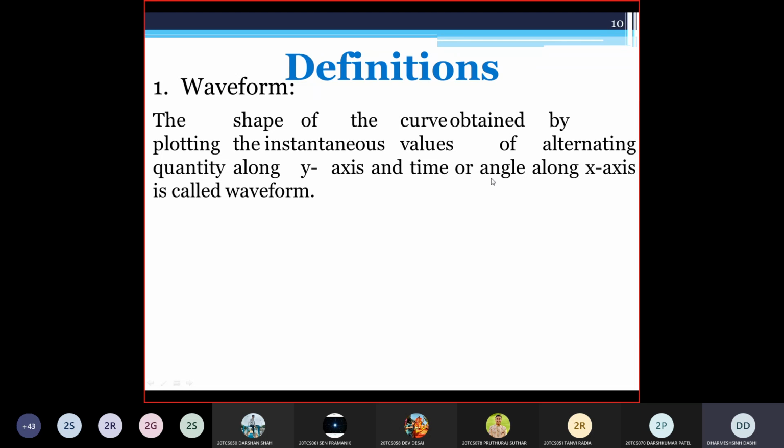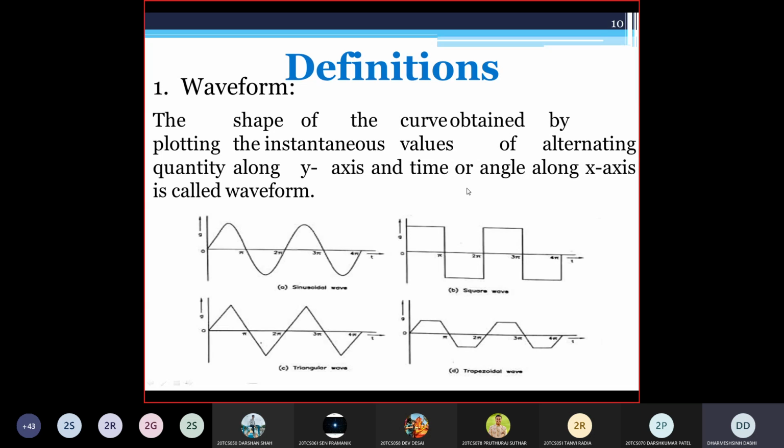Clear? So represent angle on the x-axis and magnitude on the y-axis. As you can see the different wave shapes, the first is a sine wave. You can see that it is changing with respect to angle. At angle 0 its value is 0. At pi by 2 it is maximum. At pi it's 0. At 3 pi by 2 it is negative maximum, and at 2 pi again 0. Clear? So this waveform is changing with respect to angle.